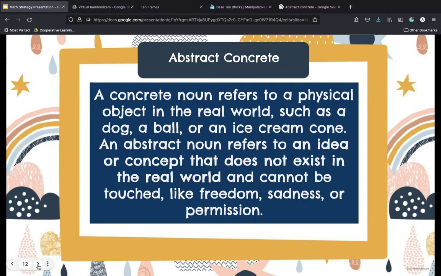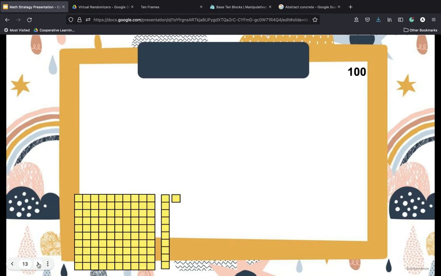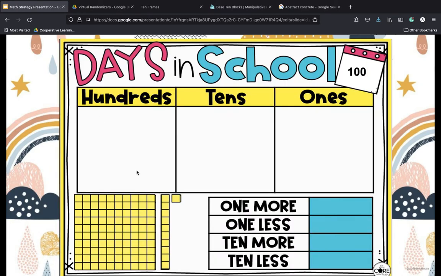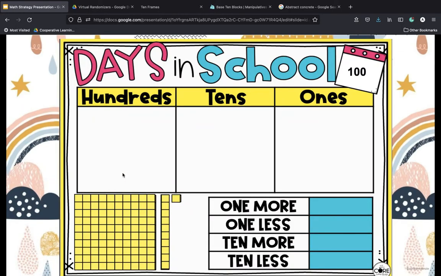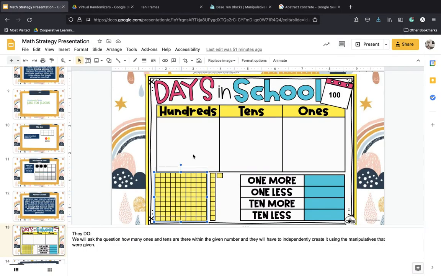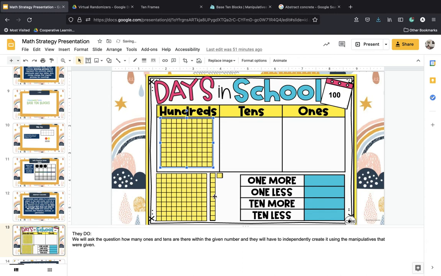The abstract: a concrete noun refers to a physical object in the real world, such as a dog, ball, ice cream cone. An abstract noun refers to an idea or concept that does not exist in the real world and cannot be touched, like freedom, sadness, or permission. For this, we want to use days in school. We come up with how many days we've been in school so far, and we allow the students to create how many blocks to represent the number of days in school. The abstract idea is the amount of days we've been here.